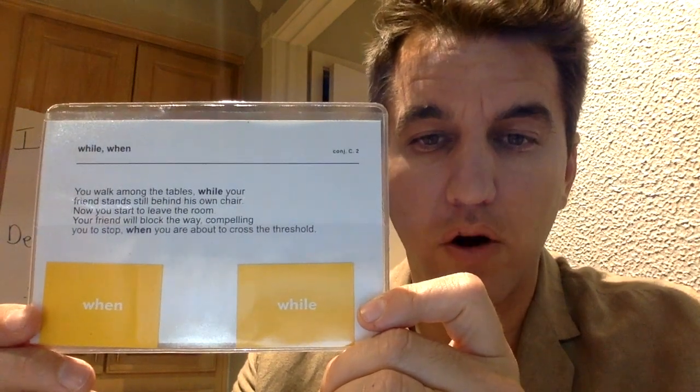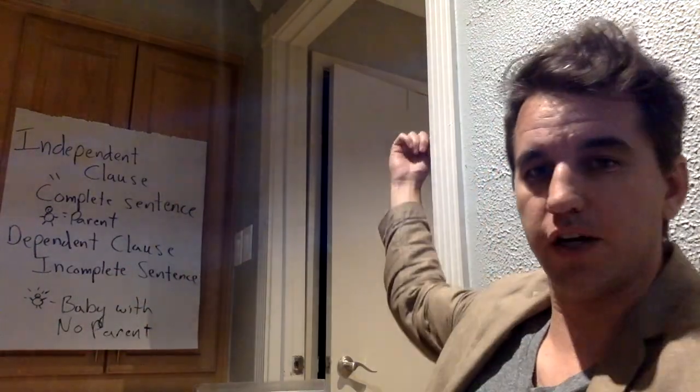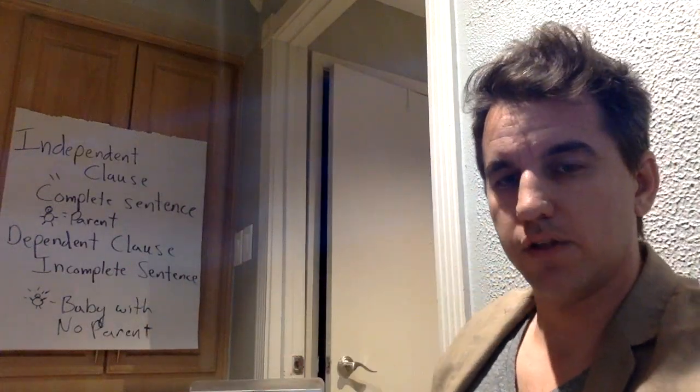And our last one here, you walk among the tables while your friend stands still behind his own chair. Now you start to leave the room. Your friend will block the way, compelling you to stop when you are about to cross the threshold. So the threshold is right here, like this doorway, where one room meets another.